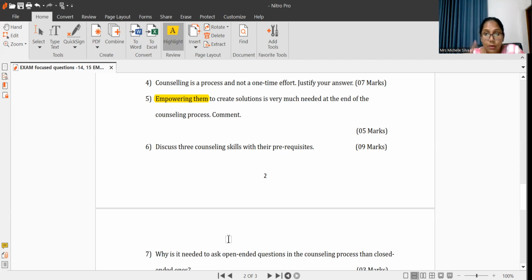So genuineness of the counselor is really important. Now, unconditional positive regard, like we accept the client as she is.